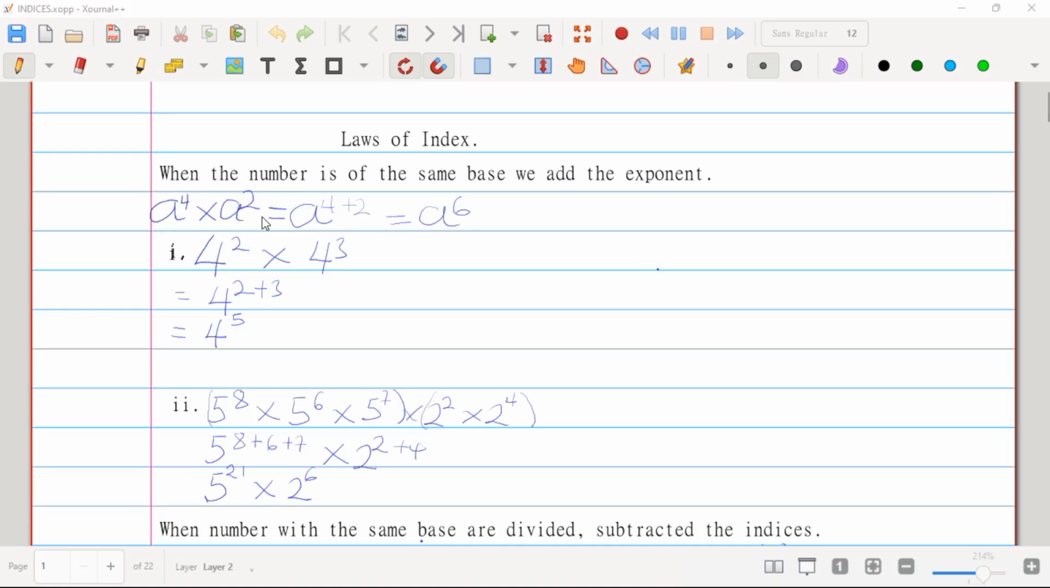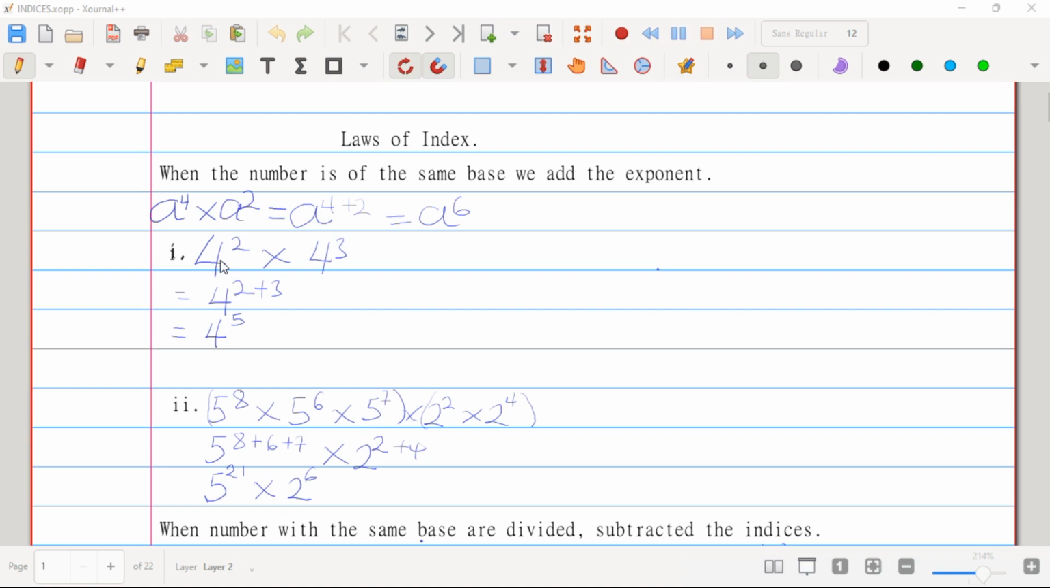So here you just write a and then add the exponent. So here will be a raised to the power 4 plus 2. Since they have the same base, you are just going to add the exponents 4 and 2. So 4 plus 2 is going to give us 6. So we get our final answer to be a raised to the power 6. Right?